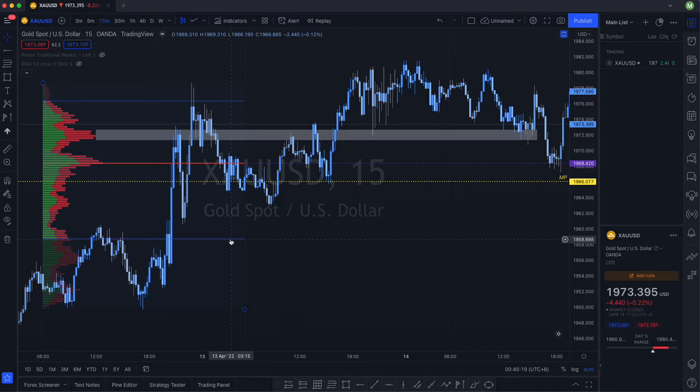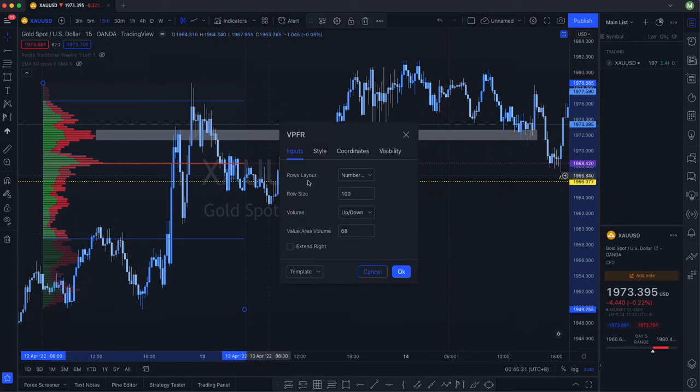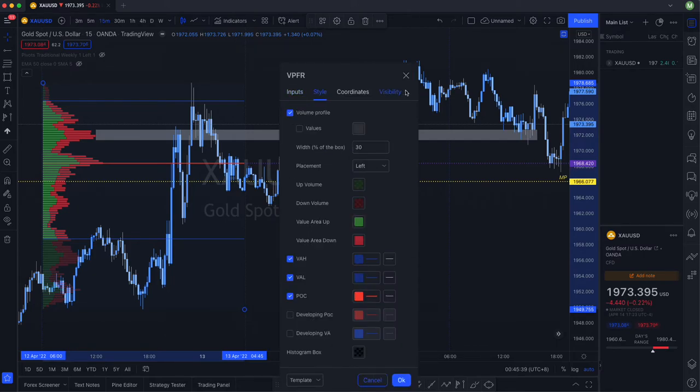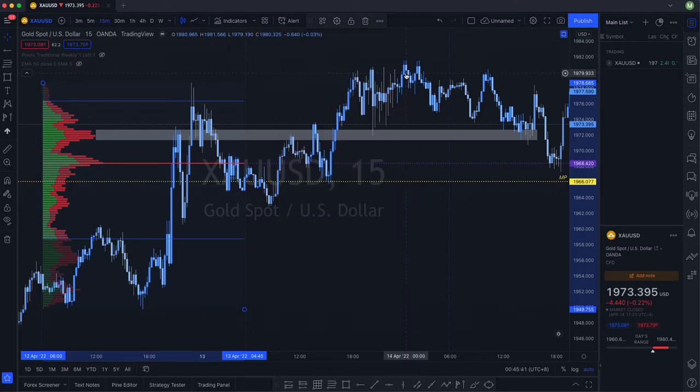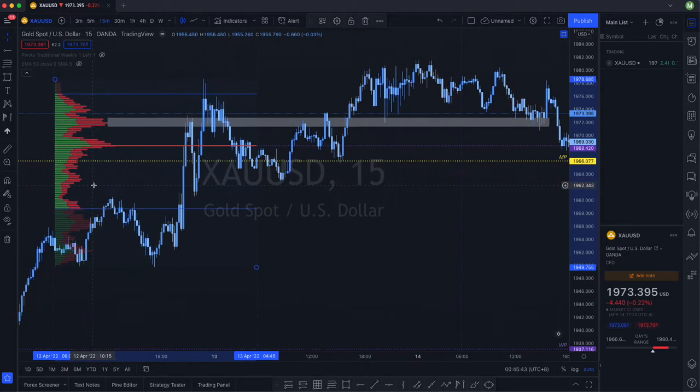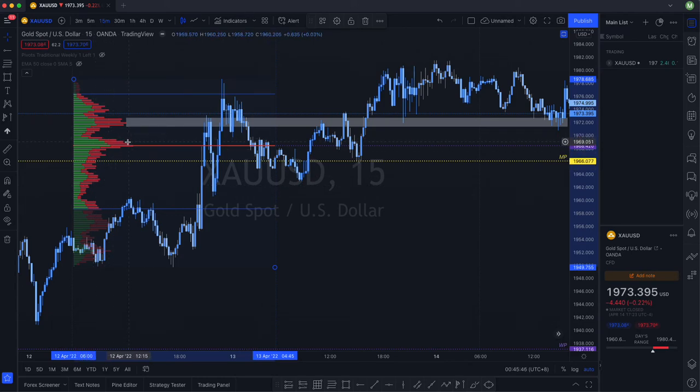And this blue line here is called value area low and value area high. So 68% of yesterday's volume happened within this region. If you want to see the settings, I just changed it to 100 rows and 68% value area volume, and other things are the same default settings. I think I changed the color, but I'm not sure. But the point here is that most of the volume activity happens within this 68% zone.